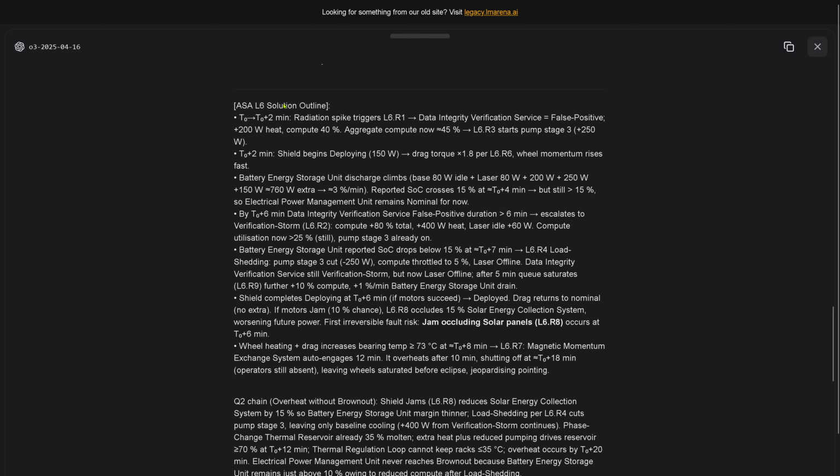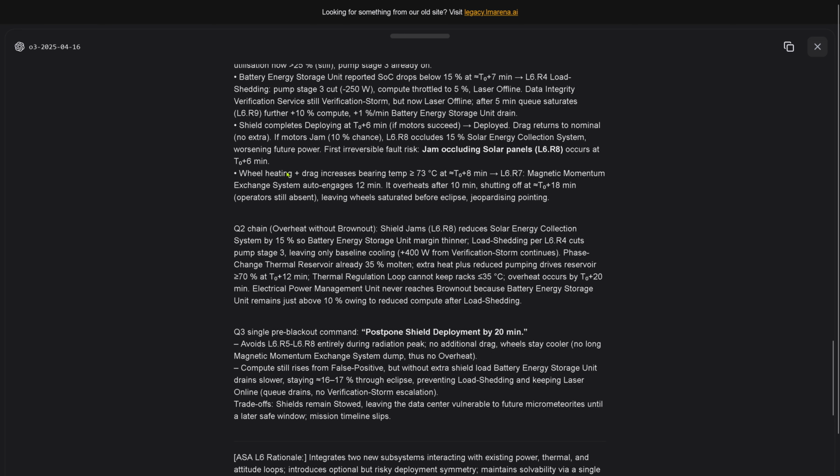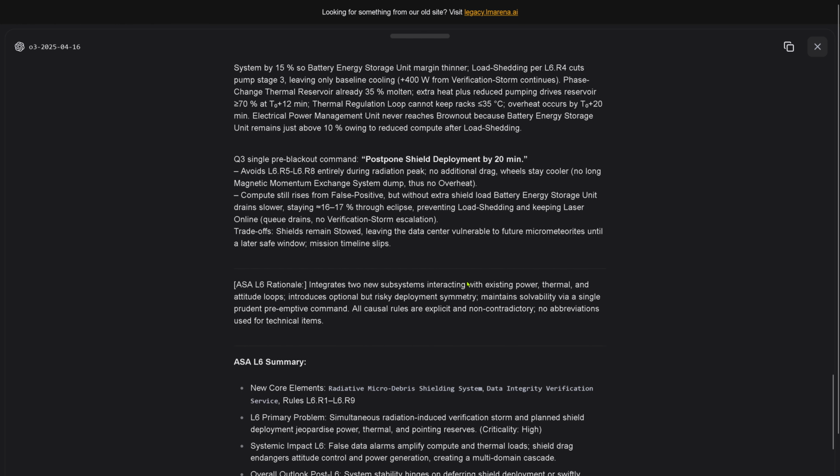And here we have the solution outline. Overheating without the brownout, and the single pre-blackout command is postpone the shield deployment by 20 minutes. Interesting. The trade-off is the shields remain stored, leaving the data center vulnerable to future micrometeorites until a later safe window, and the mission timeline slips.